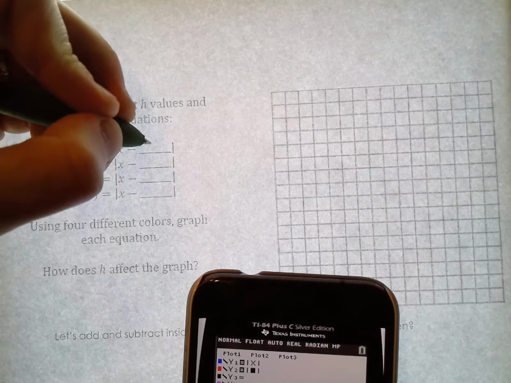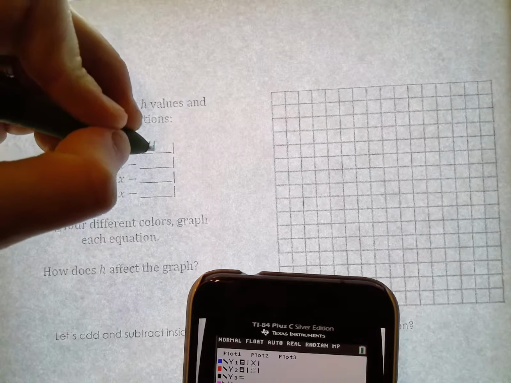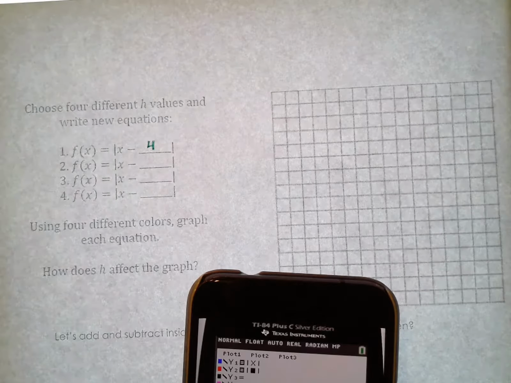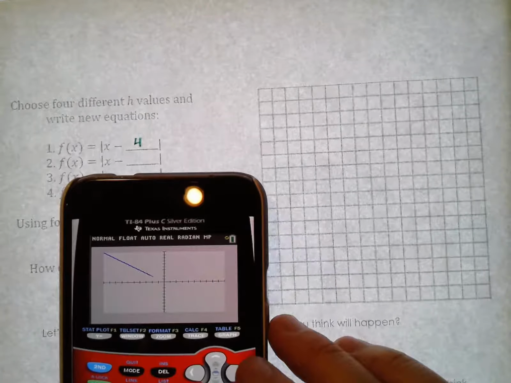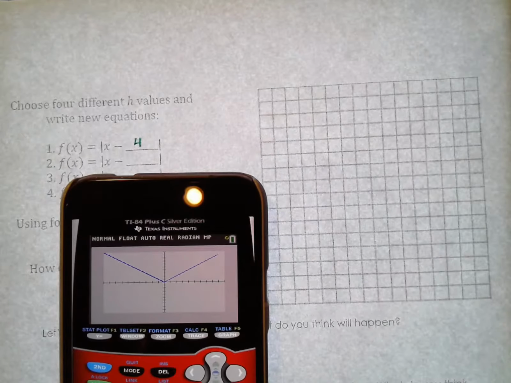minus 4 on the inside. That should be okay. So I'll do minus 4 on the inside. So I'm going to do x minus 4. And if it's right, I think our inside rule should stay the same. It's going to push it to the right a little bit.